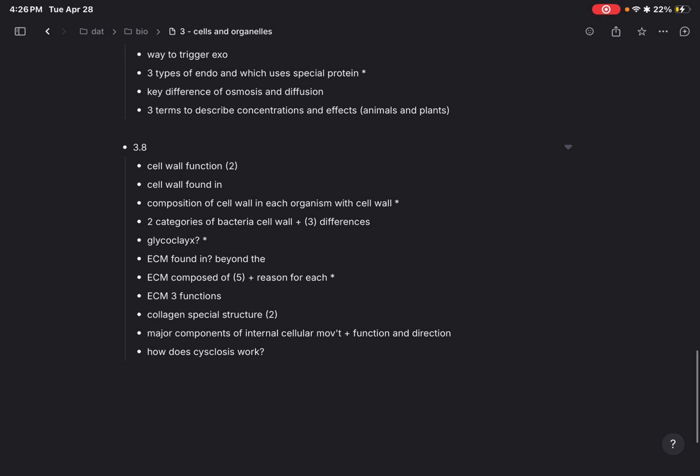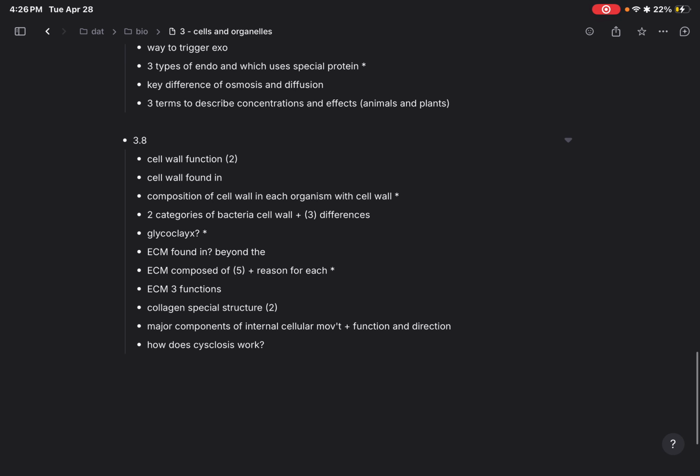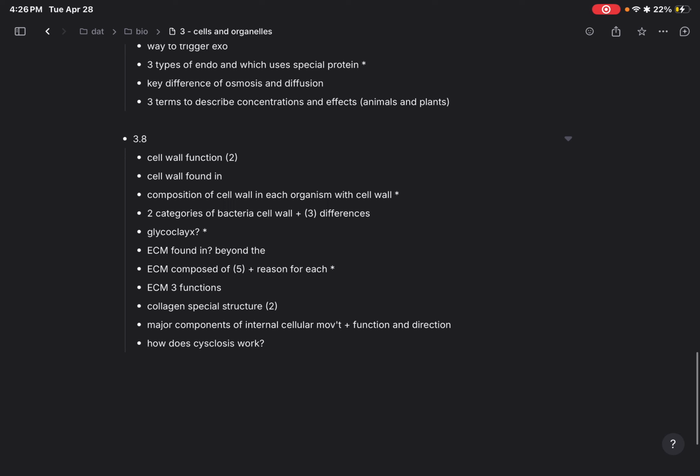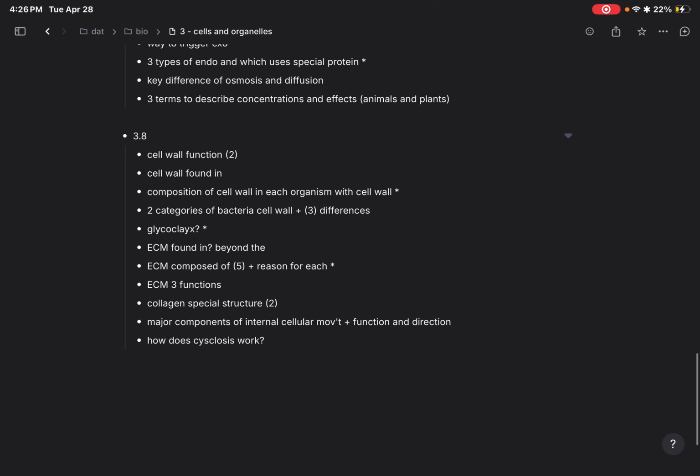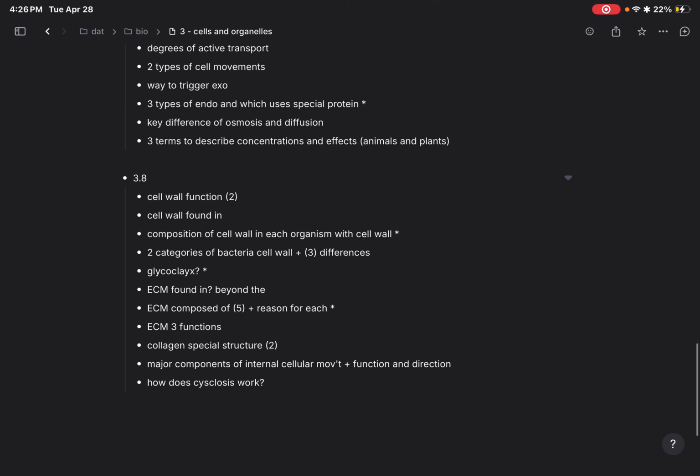Key difference between osmosis and diffusion. Osmosis is when water molecules move. Diffusion is when the other thing moves, like the solute moves. Osmosis is like the solvent moving around. Three terms that describe this: isotonic, hypertonic, and hypotonic.